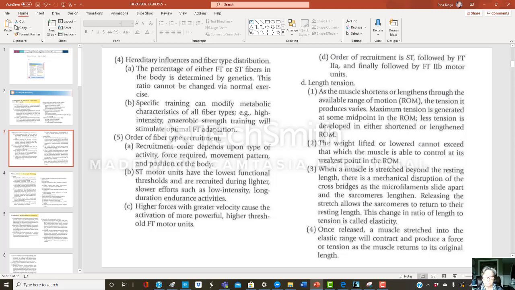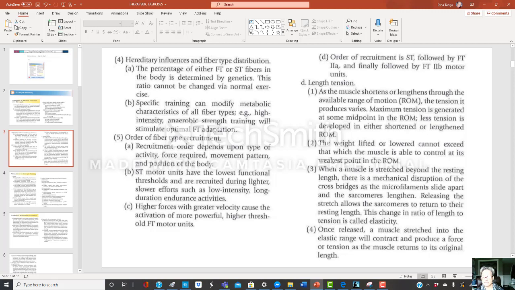Higher forces with greater velocity cause the activation of more powerful, higher threshold, fast twitch motor units. Order of recruitment is slow twitch, followed by fast twitch type 2A, and finally followed by fast twitch type 2B motor units.